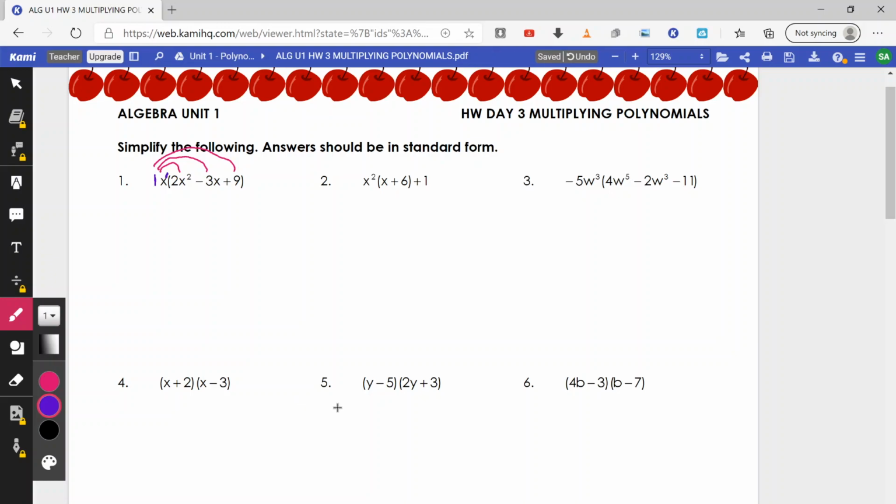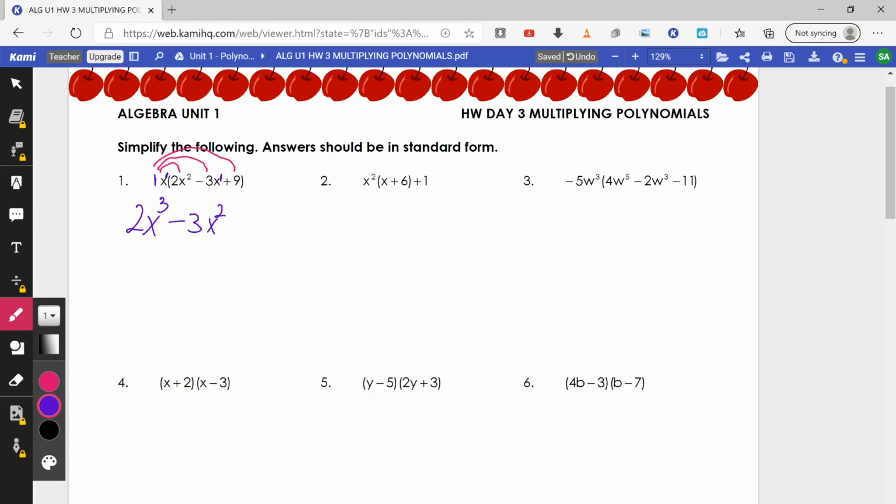So if I do 1x to the first power times 2x squared, I multiply our numbers. 1 times 2 gives me 2. X times x squared, I add my exponents. 1 plus 2 gives me x to the third. And then I multiply the 1x times the minus 3x. So 1 times minus 3 will give me minus 3. X times x, 1 plus 1. Now we have x squared.